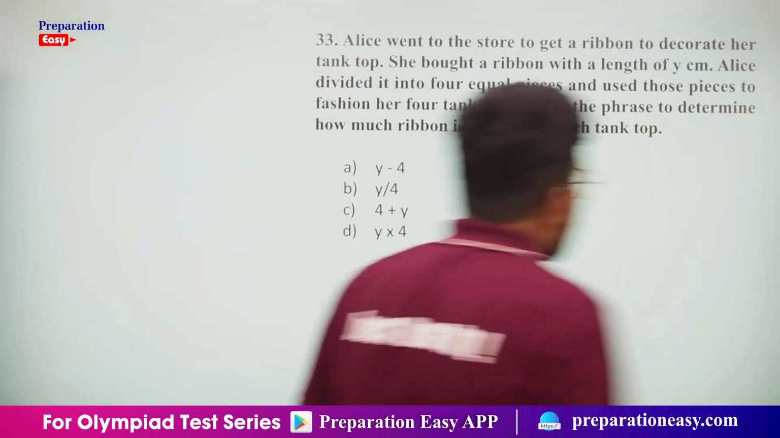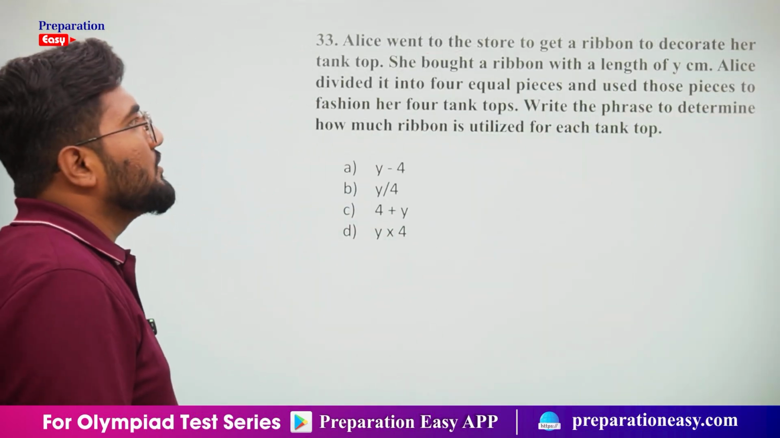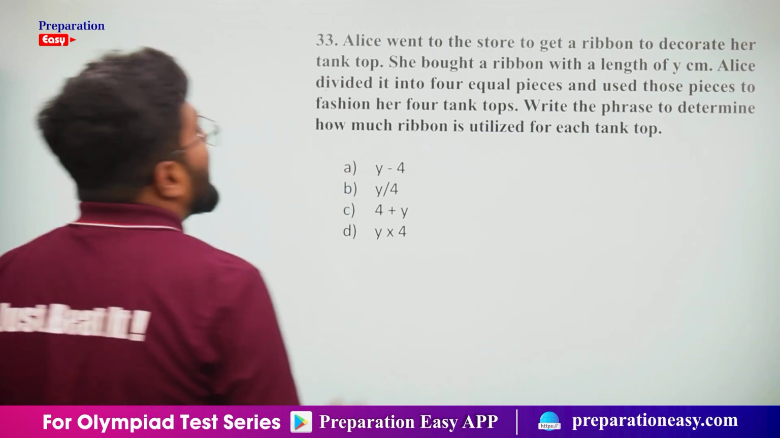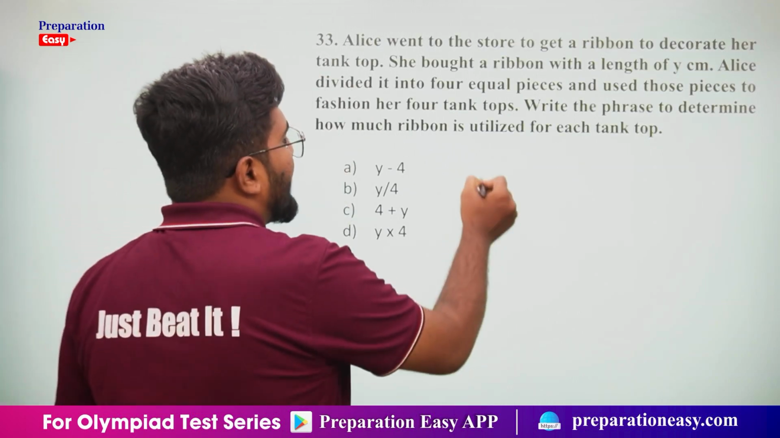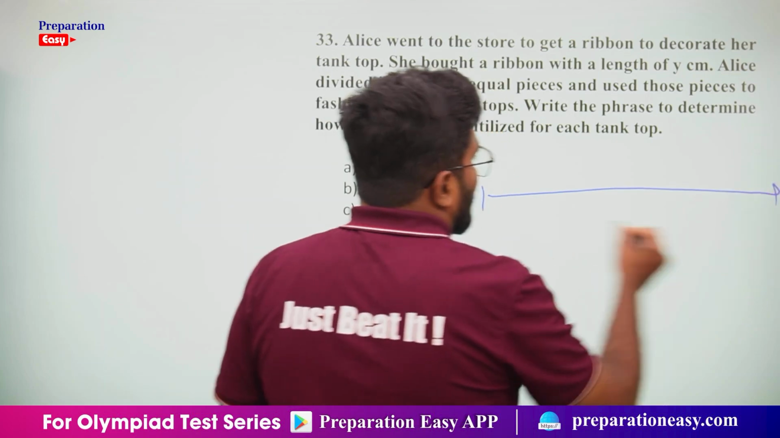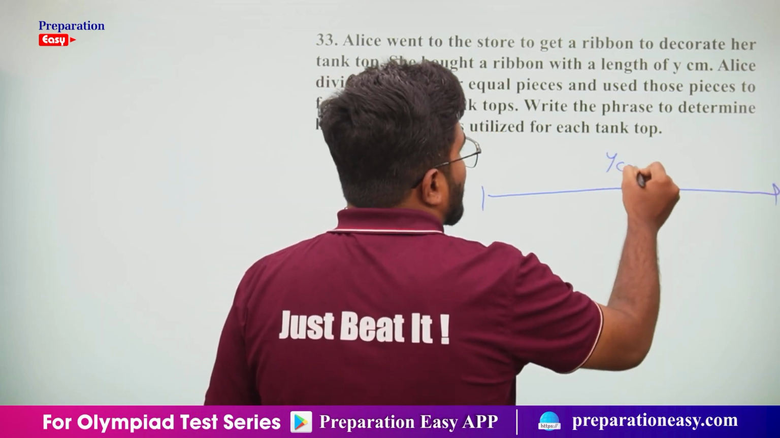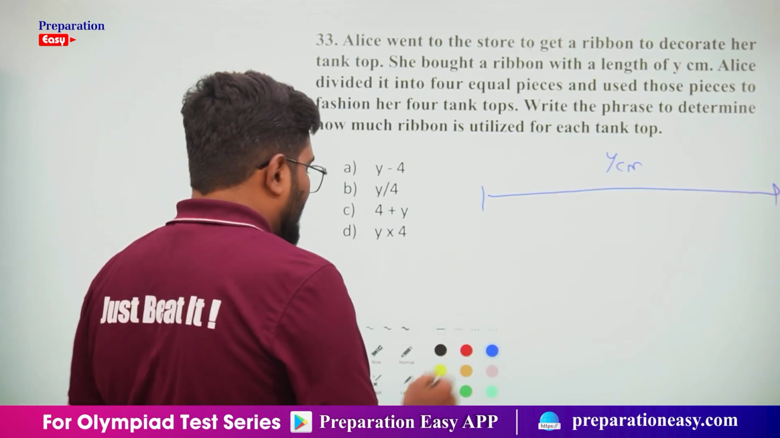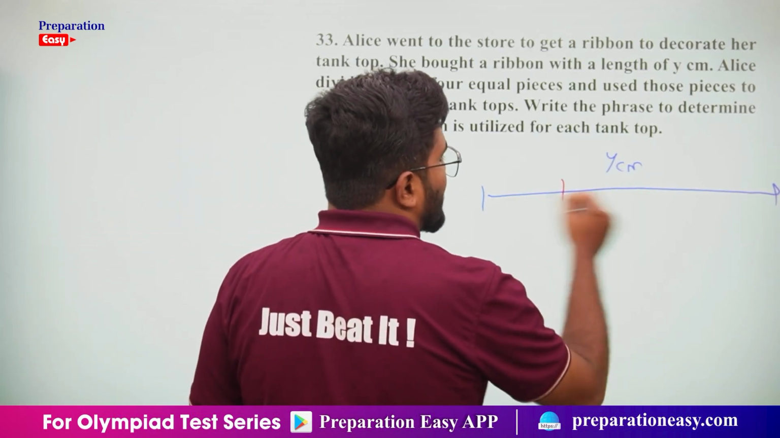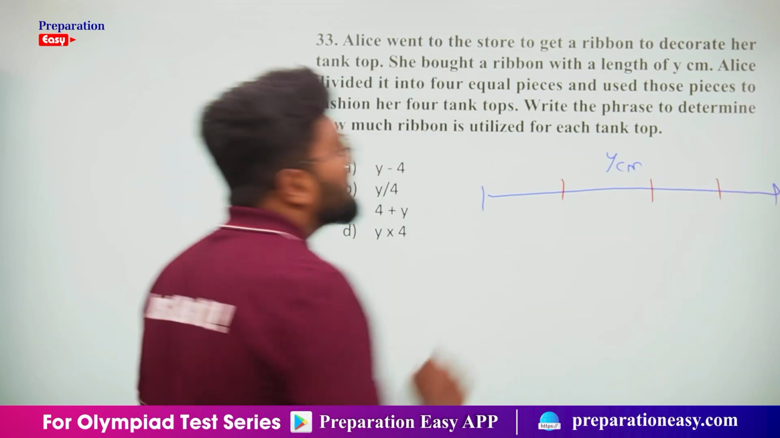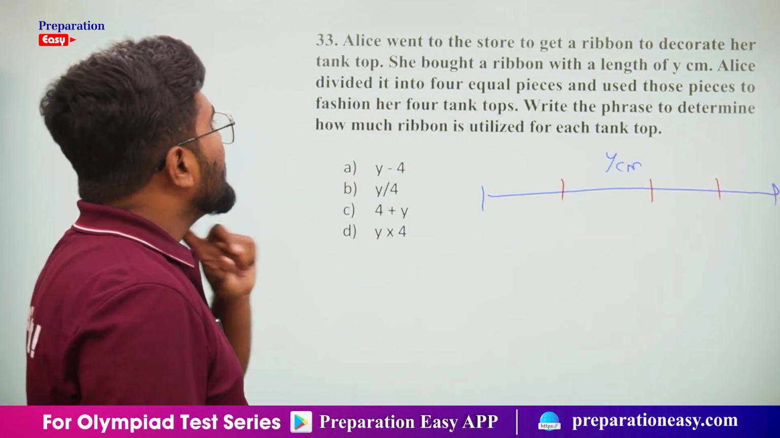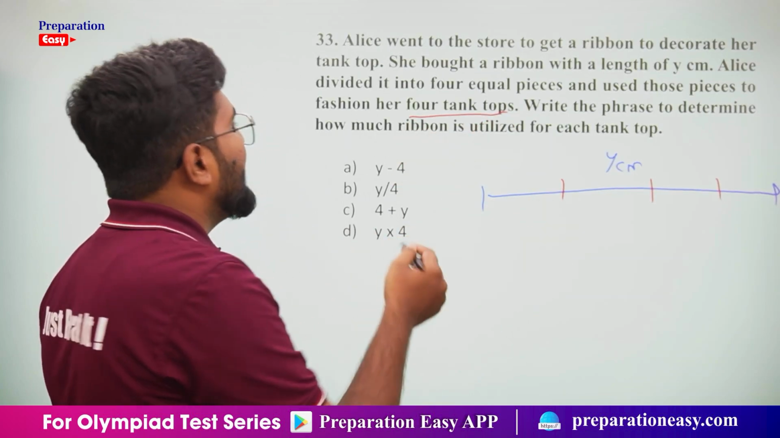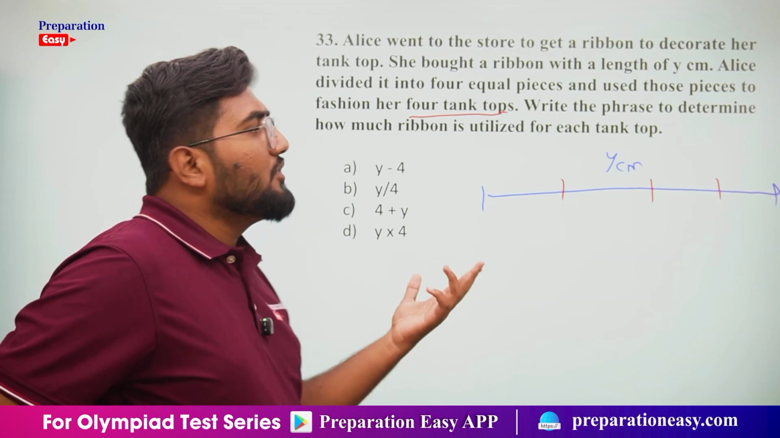Okay. Question number 33. Alice went to the store to get a ribbon to decorate her tank top. She bought a ribbon with a length of y centimeter. Then Alice divided it into 4 equal parts: 1, 2, 3 and 4. Then she used those to fashion her 4 tank tops. Write the phrase to determine how much ribbon she utilized for each tank top.